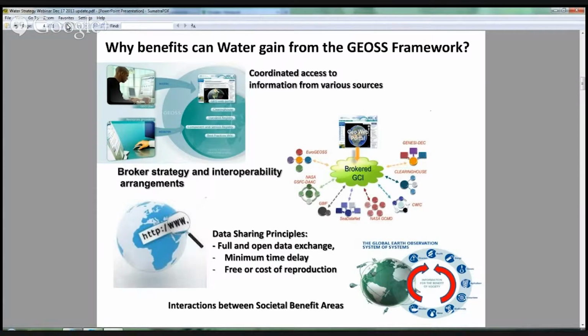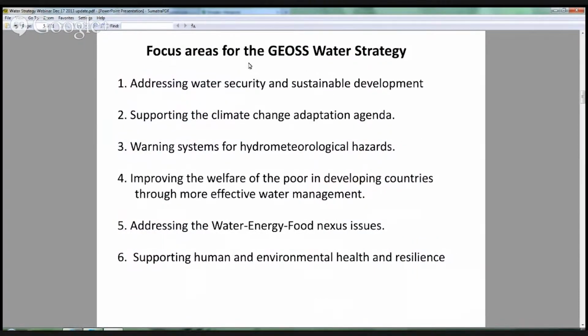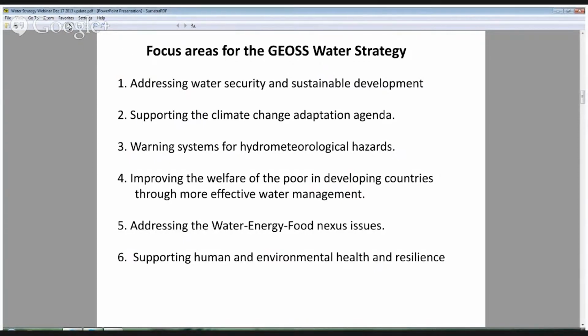In the new GEOSS water strategy, we're looking at 6 themes. One is to address water security and sustainable development. The second is to support the climate change adaptation agenda. Thirdly, to develop warning systems for hydrometeorological hazards. Fourthly, to improve the welfare of the poor in developing countries by providing them with better access to water information so they can improve their water management. Fifth is to address the water, energy, food security nexus issues. And then the final goal is to support human and environmental health and resilience.